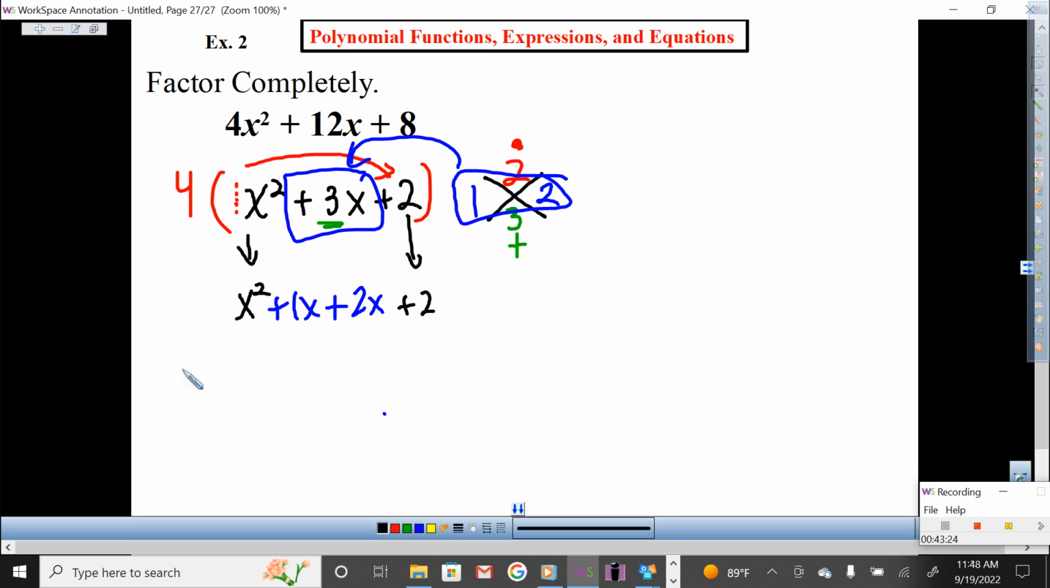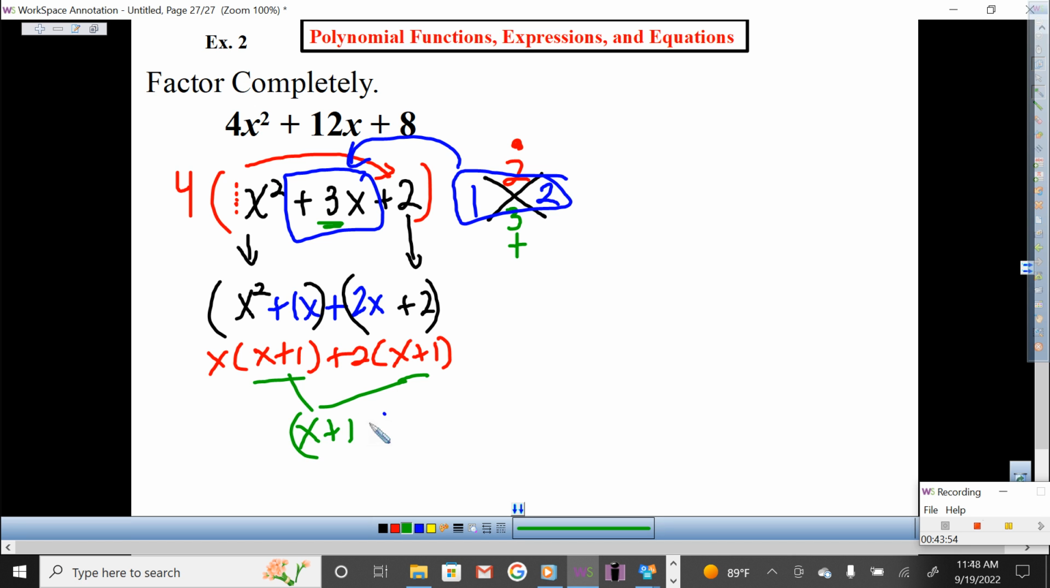And what do we do from there? We group. Help me out, Dylan. GCF for the first 2. And we're left with? Thank you. How about GCF for the last 2? And we're left with? So guys, what's the same here and here? X plus 1. And what's left over? The x and the plus 2.